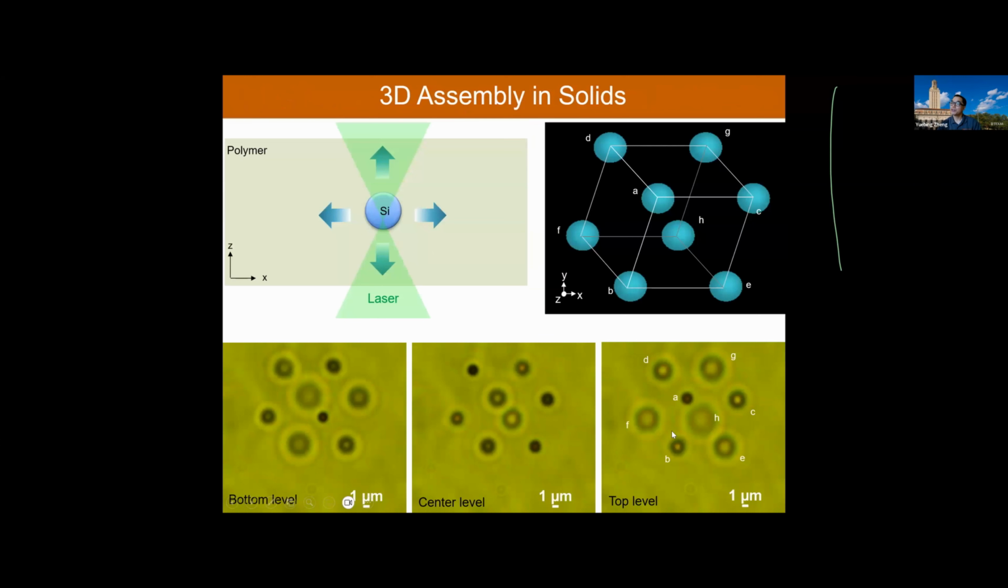We can even move into three-dimensional manipulation. Even though the particle is embedded in the polymer matrix, with similar thermal effects, we are able to manipulate this particle in 3D. So we can create what we call a photonic crystal or superstructure in the solid phase. So whenever we turn off the laser beam, it will stay there very stable. So we can study their interesting optical properties.